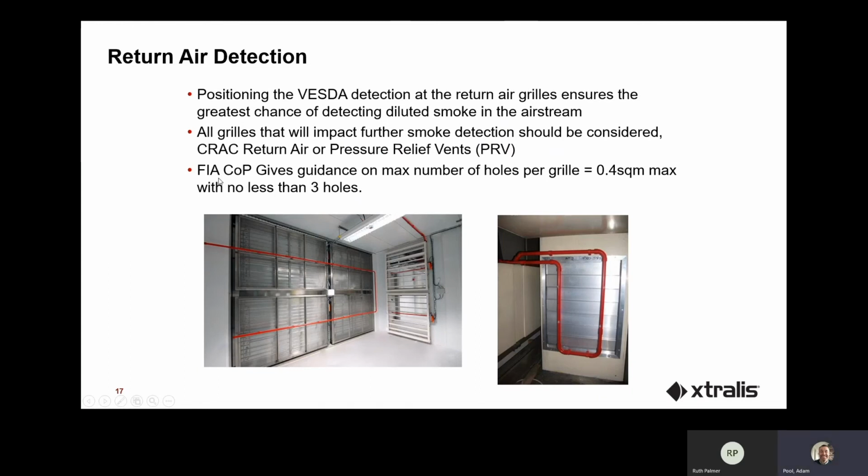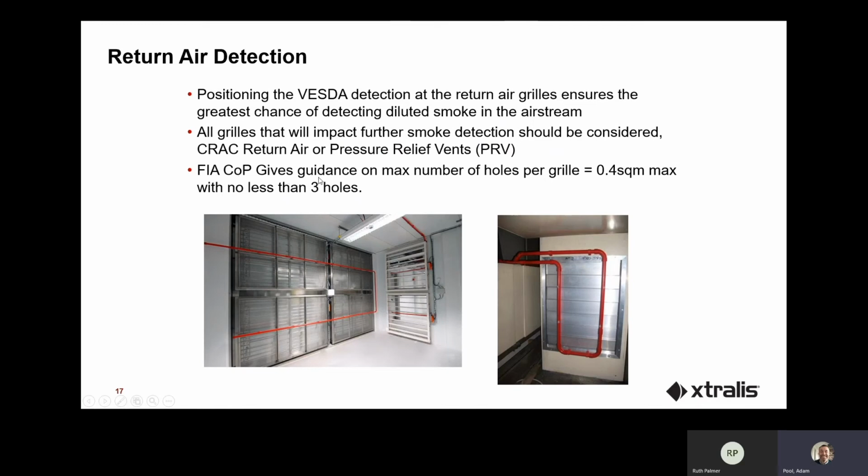The FIA Code of Practice, we haven't talked about this yet, but the FIA Code of Practice is a guidance document which talks about aspirating detection systems. And also the FIA have written a document recently with regard to detecting smoke in high airflow environments. So two very, very good documents which give guidance.